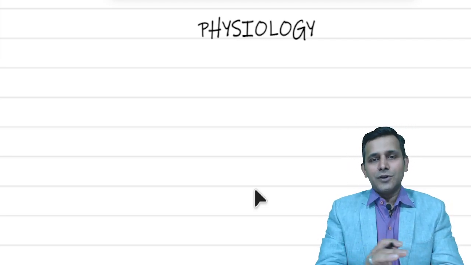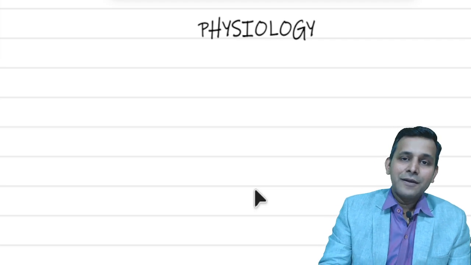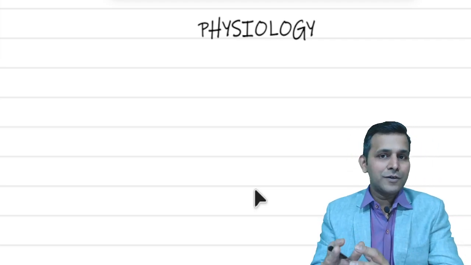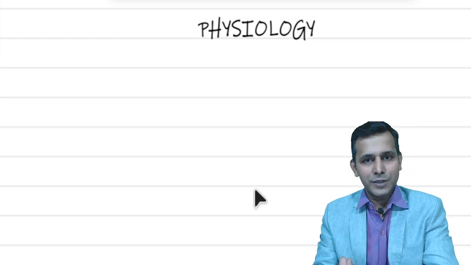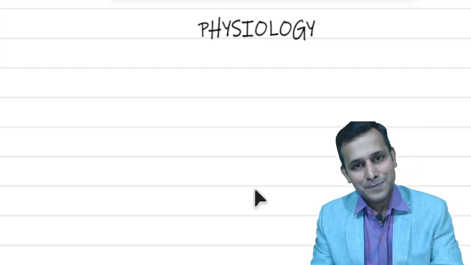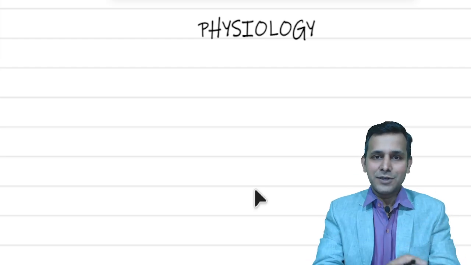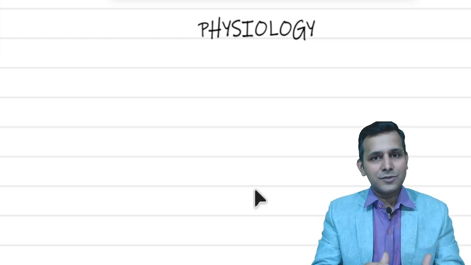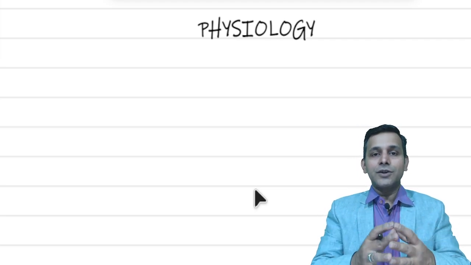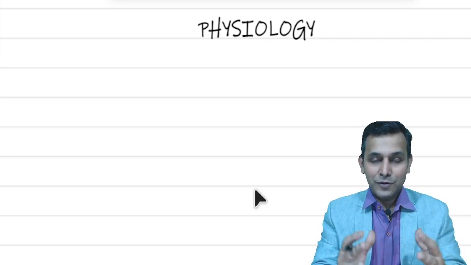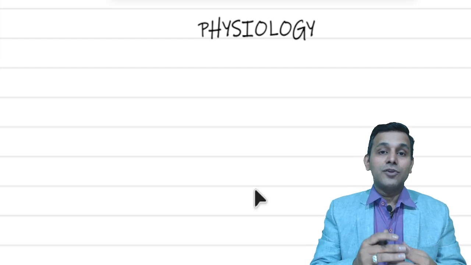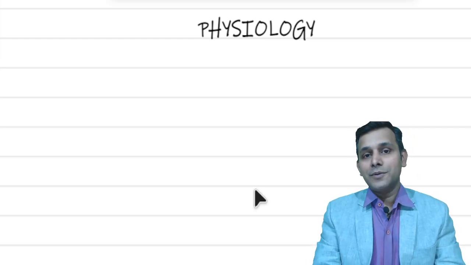So what is physiology? In a very simple way, physiology is the study of the functioning of the various systems of the body at systemic level as well as at cellular level. Your body is made up of various systems, and every system has its own functions which work under a normal range. So physiology teaches us the normal range and the normal functioning of all the body systems.